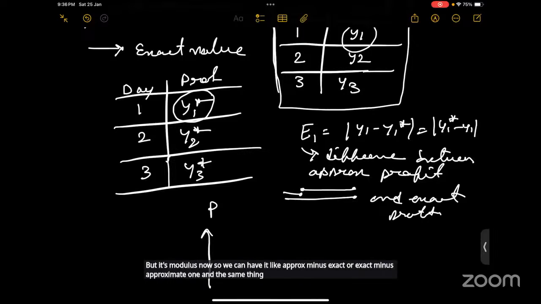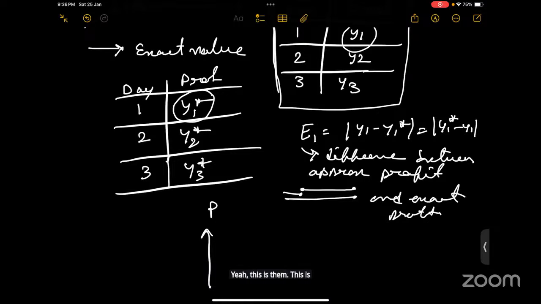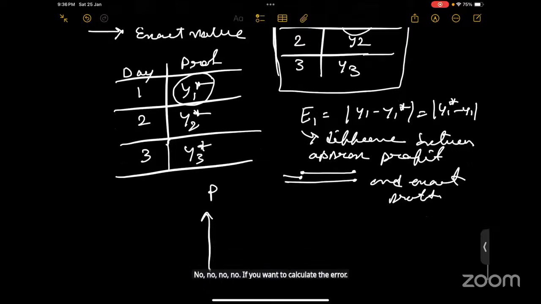Yes, this is the same. The modulus will cancel the negative sign, so this is the same. Is there a square also in that? No, no. If you want to calculate the error, then there is no square.